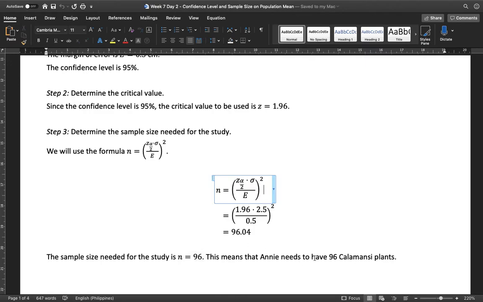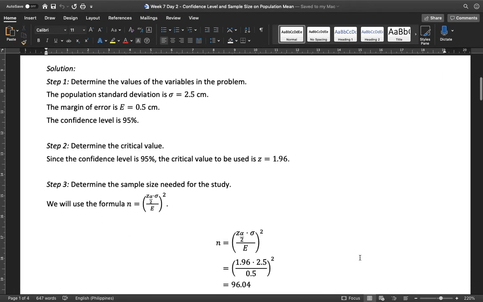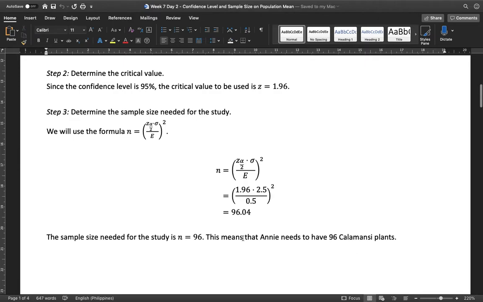This means that Annie needs to have 96 calamansi plants. So ang gagawin ni Annie, kuha siya ng 96 calamansi plants, get the height and get the average height, and we can use that to estimate the average height of calamansi plants. And remember, we are going to round it off to the nearest whole number because we're talking about sample sizes. So, wala namang 0.04 na calamansi plant, diba? So, we're going to round it off to the nearest whole number.